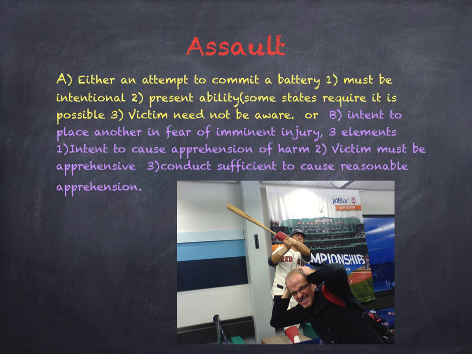Now, if it's the other type of assault, putting the person in fear of imminent harm or injury, there are three elements: intent to cause apprehension of harm, the victim must be apprehensive, and the conduct should be sufficient to cause reasonable apprehension.